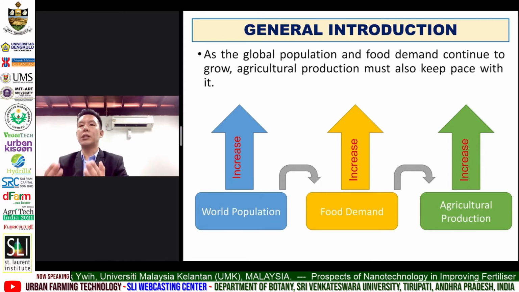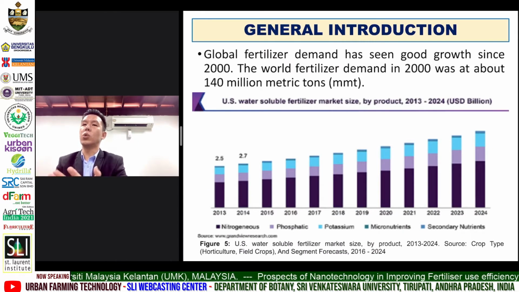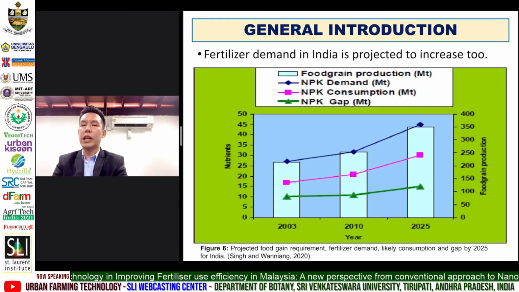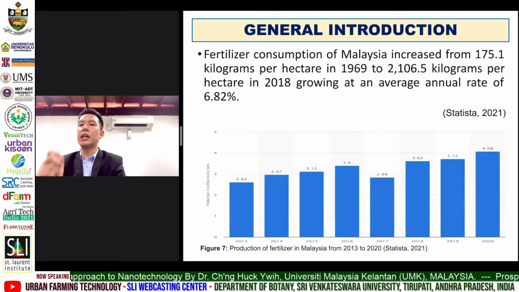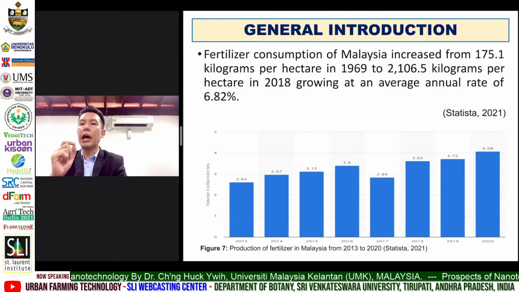The global fertilizer demand has seen good growth since the year 2000. The world fertilizer demand in the year 2000 was about 140 million metric tons, and in this slide we also can see a significant increase in the demand of fertilizer in the US. Next, same goes to India. We also can see a significant increase in demand of fertilizer in India. Commercial fertilizer is responsible for approximately 40 to 68% of the world's food production, and our responsibility is to develop and employ management practices that use fertilizer effectively and efficiently.